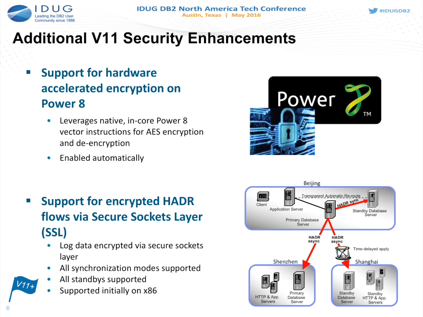There's a number of other security advances in the release, and I'll just touch on these quickly. In Power 8, there's new support for hardware acceleration for encryption. Version 11 will just exploit this out of the box without any actions on your part. So if you're using this capability today on Power, you'll get a nice performance boost as you move up to version 11. We're also working on adding encrypted flows for HADR through SSL. This is probably not going to make the release in its initial GA, and that's why I put the little V11 plus there. It'll probably come in a later fix pack, but it's something that we're working on.